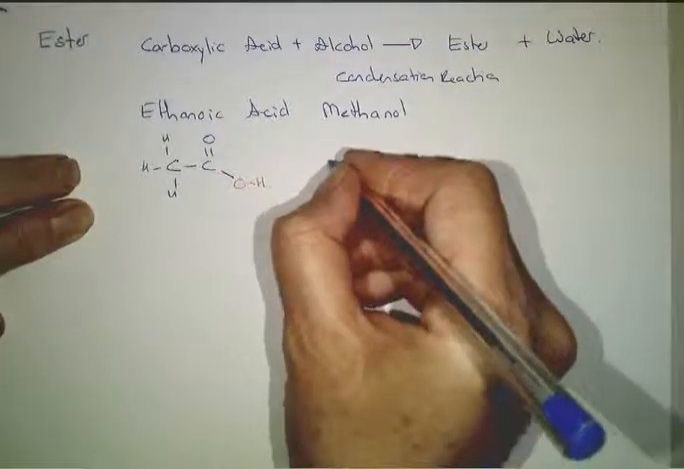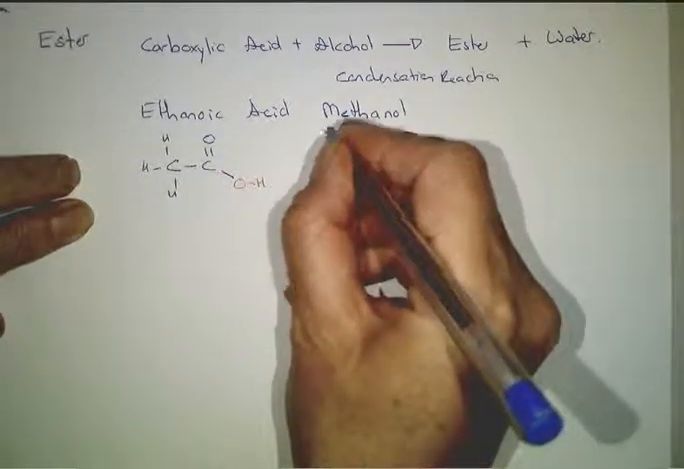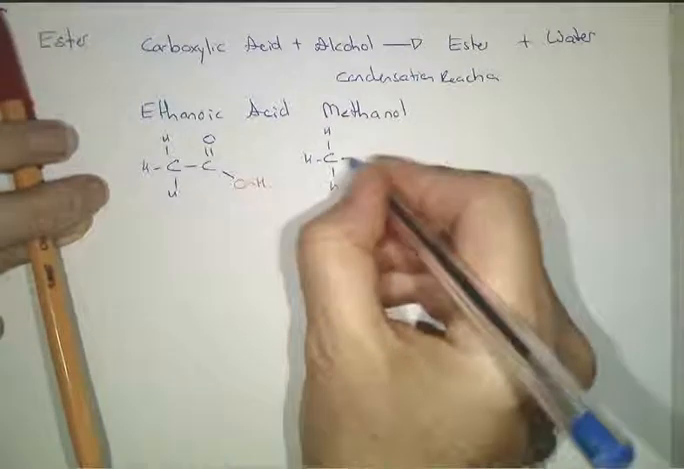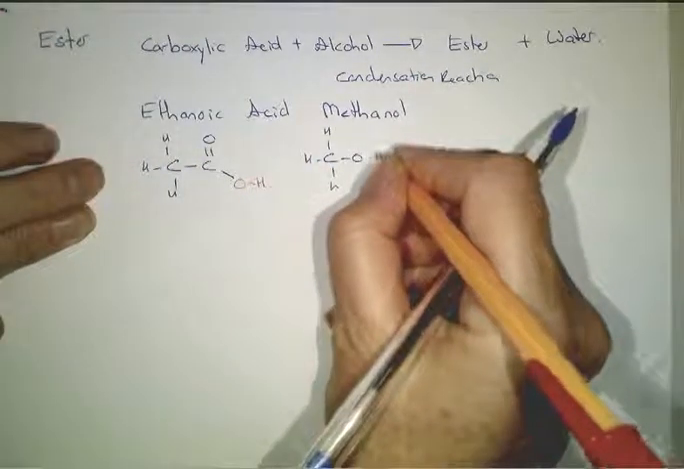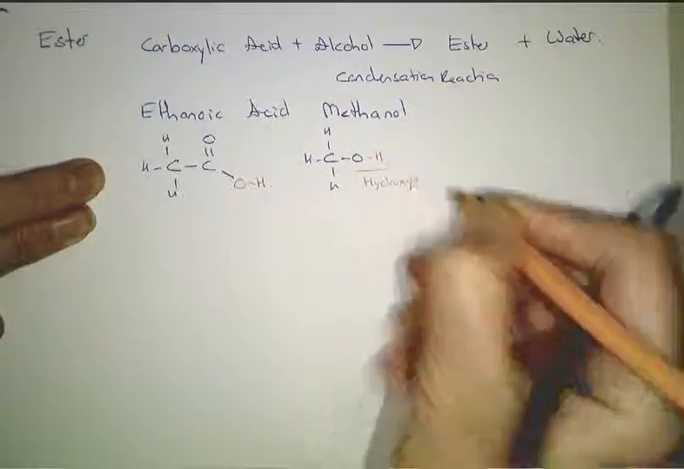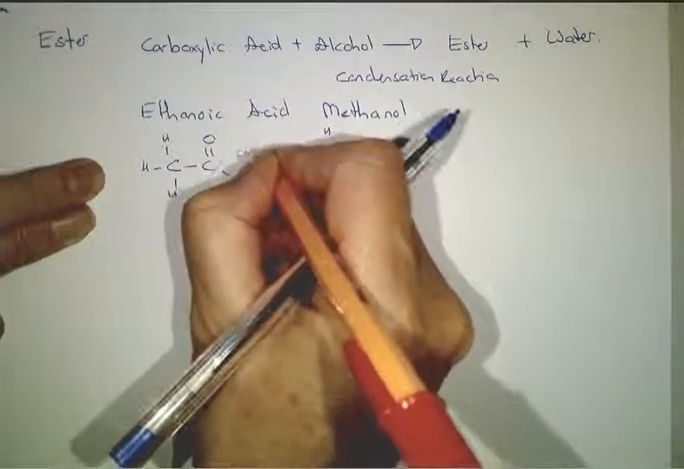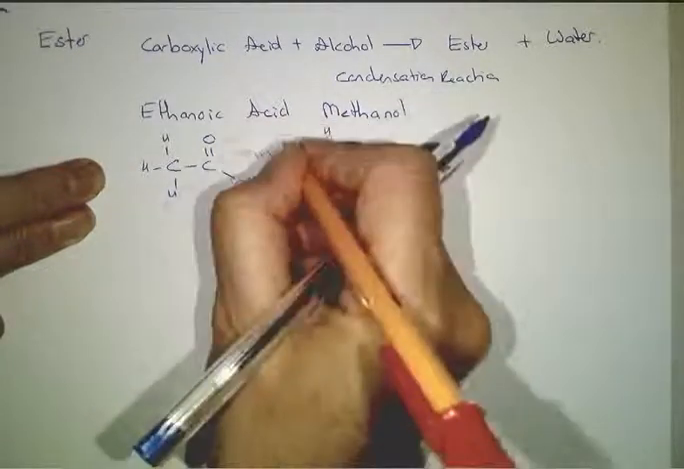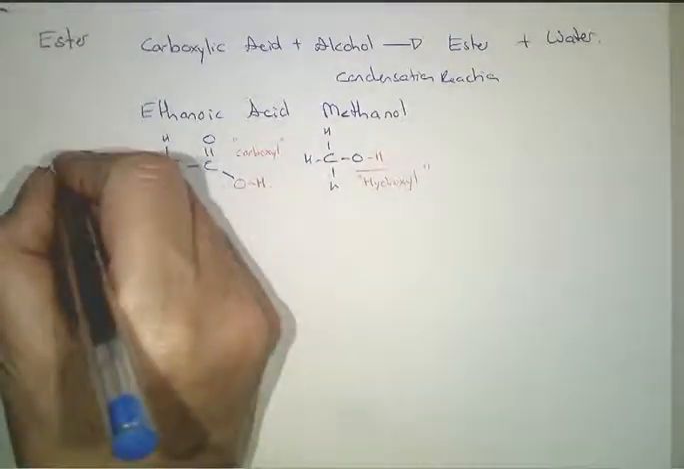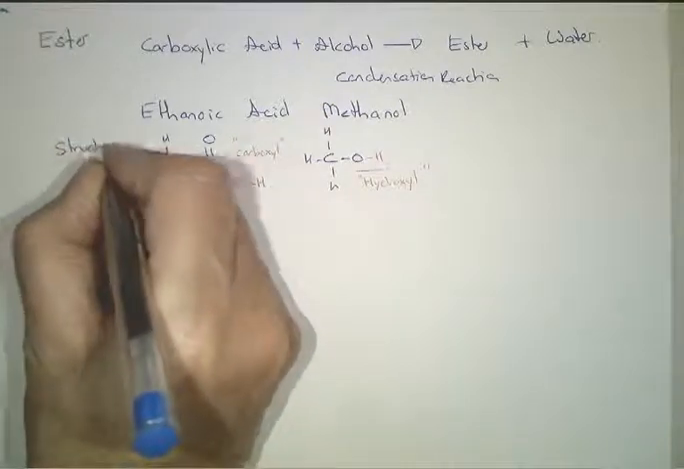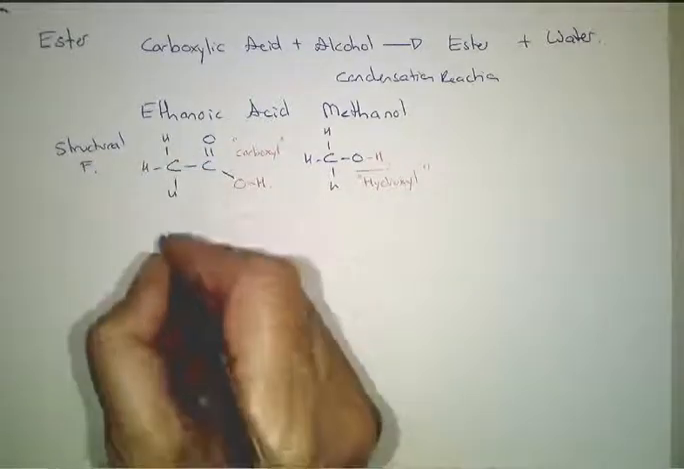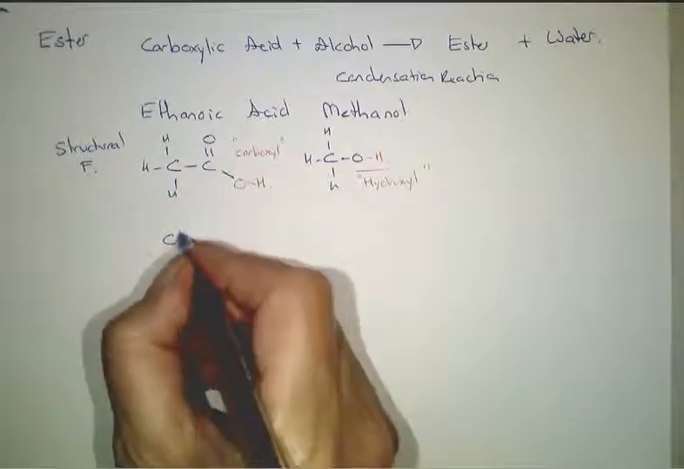Alright, methanol. I'll draw the methanol around this way, and then we'll rearrange it. Okay, so this is a hydroxyl group, and this is a carboxyl group, which is why it's a carboxylic acid. Okay, so this is a structural formula. And semistructural is showing how it's put together.